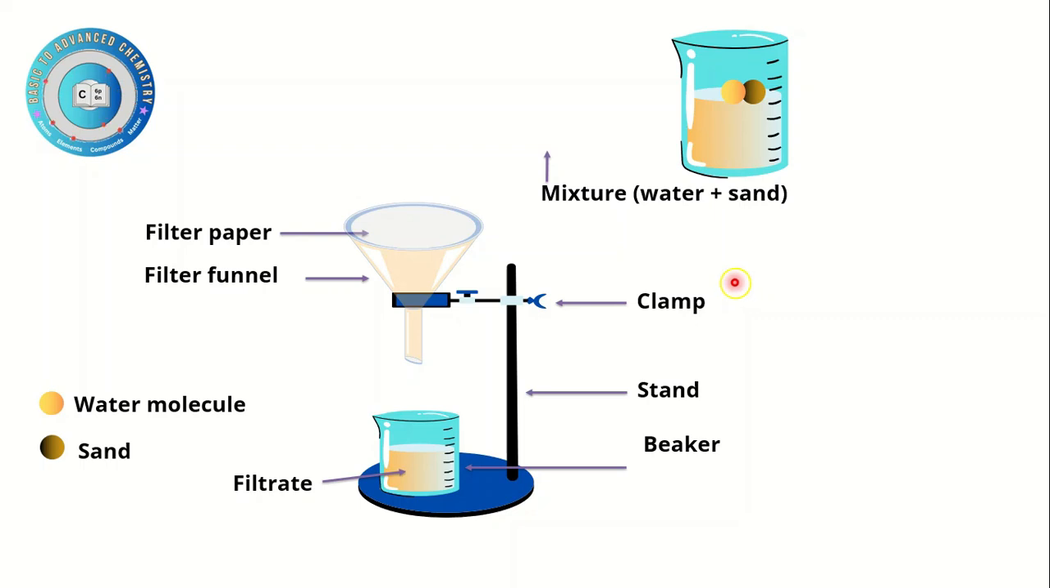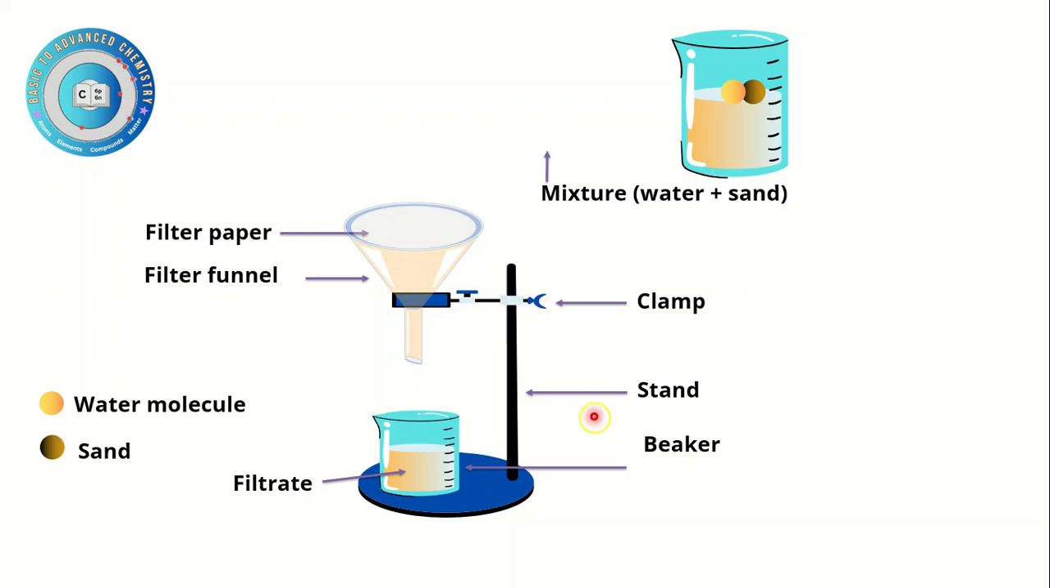So let us see how filtration works. For this, we have a mixture here, a mixture of water and sand in this beaker. The yellow represents water molecules and the brown represents sand. Here we have a filter funnel, which is made of glass in this case. On this filter funnel, we have filter paper used to separate the components of the mixture. Again, we have an iron stand here, which has a clamp. The clamp is used to hold the filter funnel.